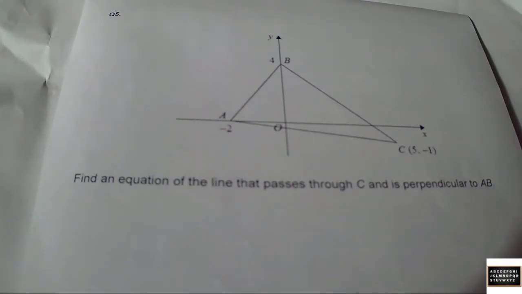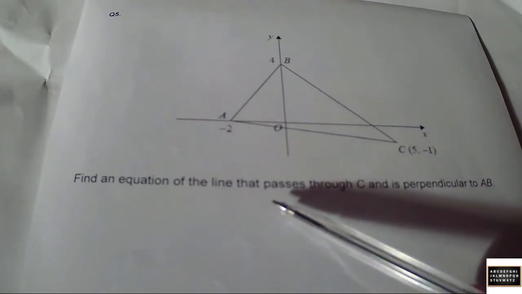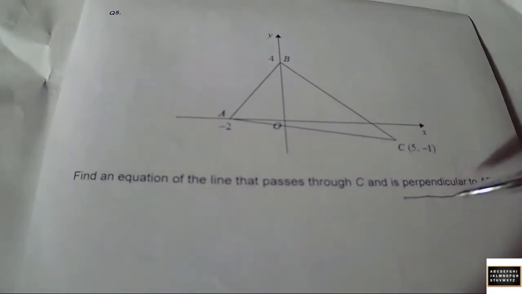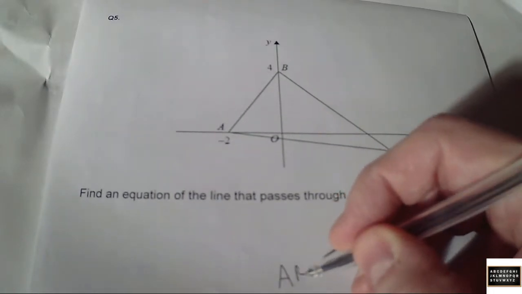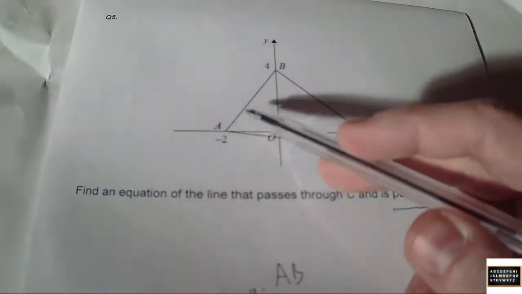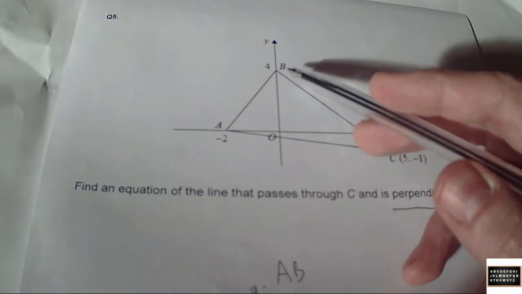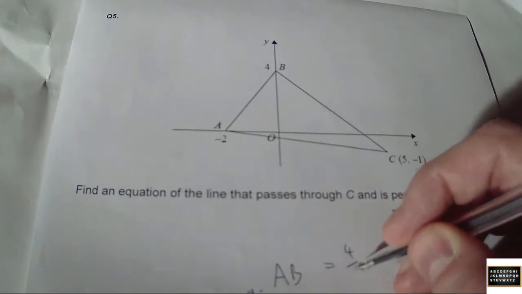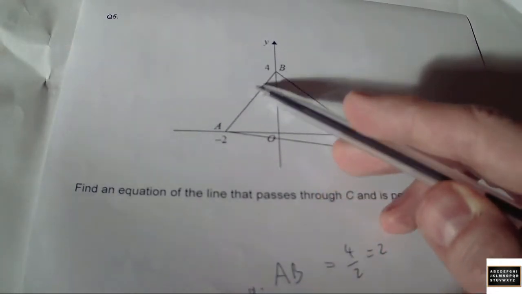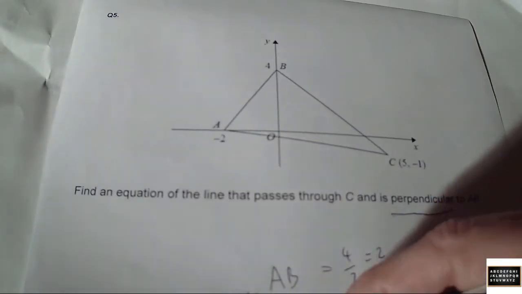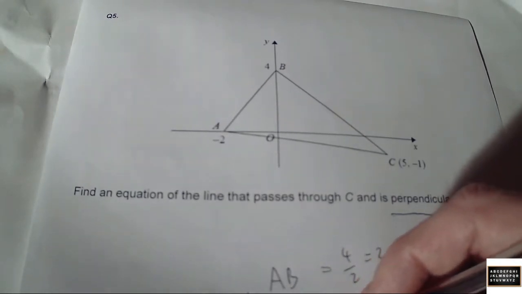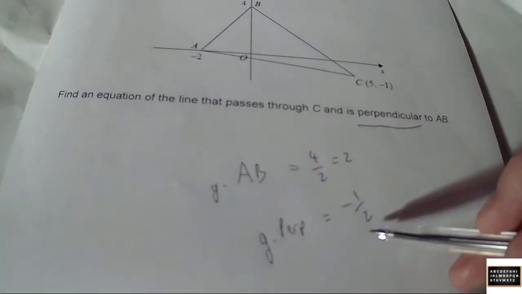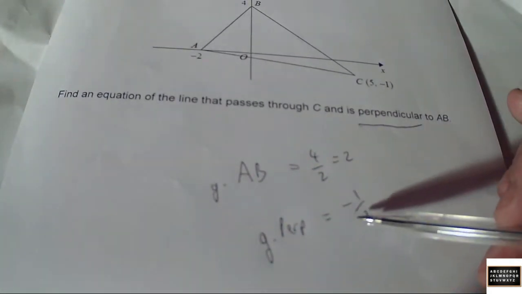It's really quite straightforward. This one, the equation of the line that passes through C is perpendicular. Again, perpendicular. The minute you mention perpendicular, you're thinking gradients. So let's work out the gradient of AB. Gradient of AB, change in y over change in x. So it's 4 up and 2 along, so it's 4 over 2. That's 2. You can see it's a positive gradient. And so the gradient of the perpendicular will be: flip it upside down and put a minus in front of it. So it's minus a half.